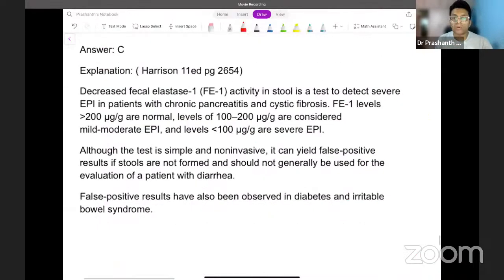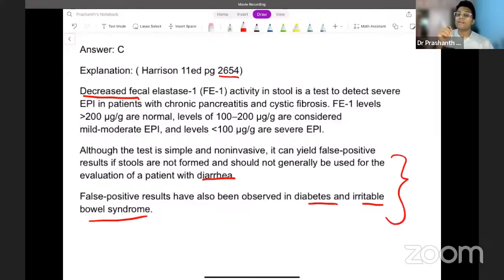The facts about this are also mentioned in Harrison, 21st edition, page 2654, where they discuss this a little. A positive result is a decreased fecal elastase, which can obviously occur in chronic pancreatitis and cystic fibrosis. False positives can occur in a few conditions like diarrhea, diabetes, and irritable bowel syndrome. These three false positive causes are important. So if a patient presents with diarrhea and you're suspecting steatorrhea, please do not order a test like the fecal elastase.